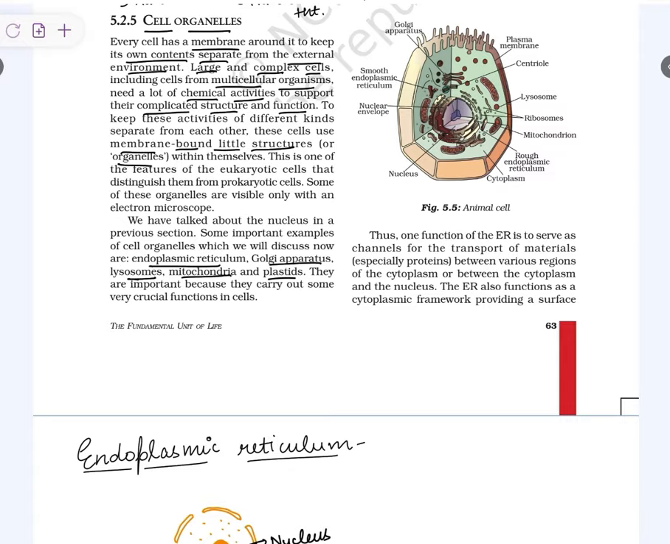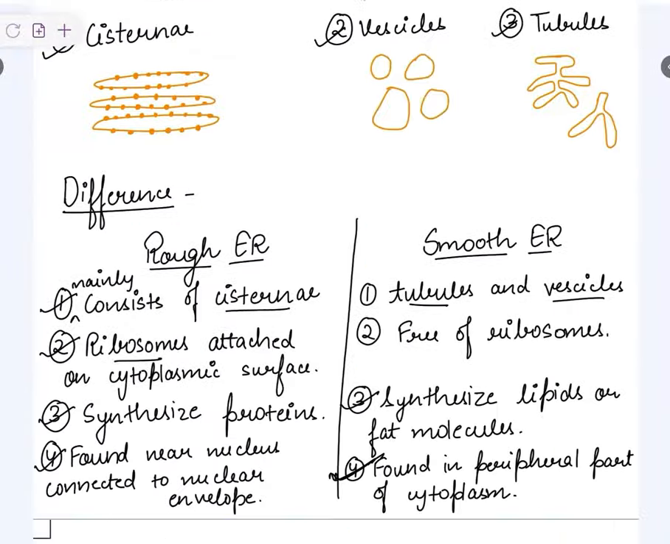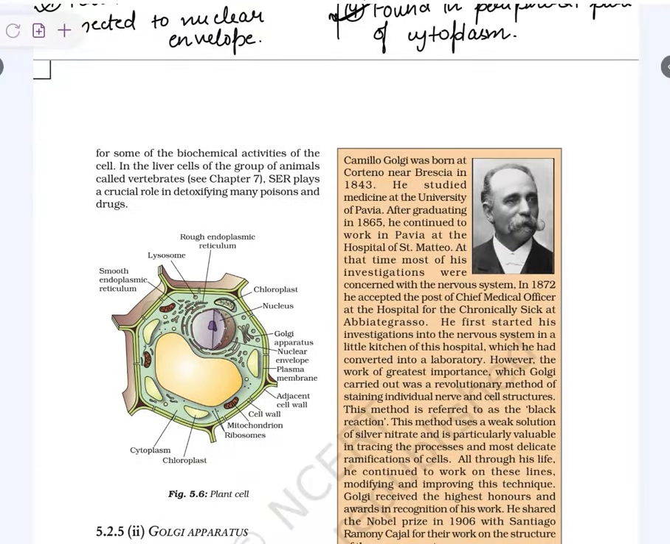So thus, one function of the ER is to serve as channels for the transport of materials between various regions of the cytoplasm or between the cytoplasm and the nucleus. The ER also functions as a cytoplasmic framework, providing a surface for some of the biochemical activities of the cell. Many various metabolic activities happen in the ER too; as we said, protein formation has a very intricate mechanism, and that also happens in the ER. Transport takes place from the endoplasmic reticulum to the Golgi complex, as molecules are transported.